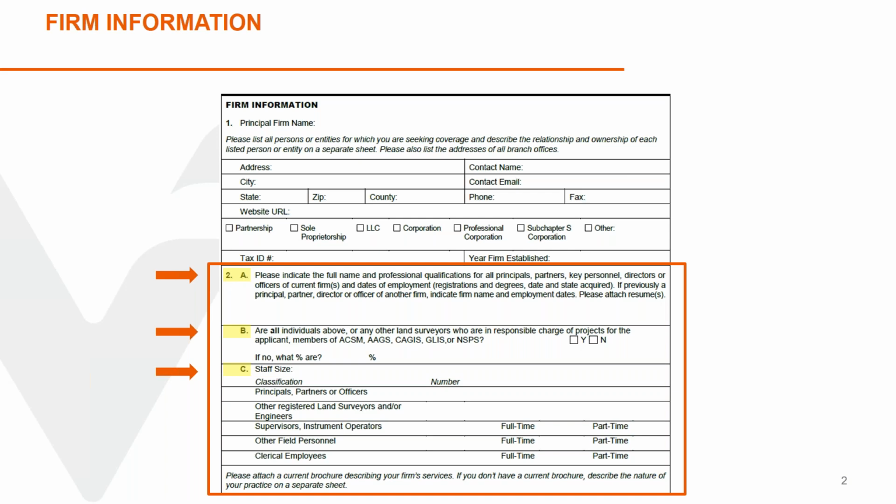So the AAGS stands for American Association of Geodetic Surveying. CAGIS is the Cartography and Geographic Information Society. GLIS is the Geographic and Land Information Society. And this one's interesting because it actually houses a database developed by the U.S. Geological Survey, which gathers information about the Earth's surface that members can input and then can also be used as a resource for those in the practice.